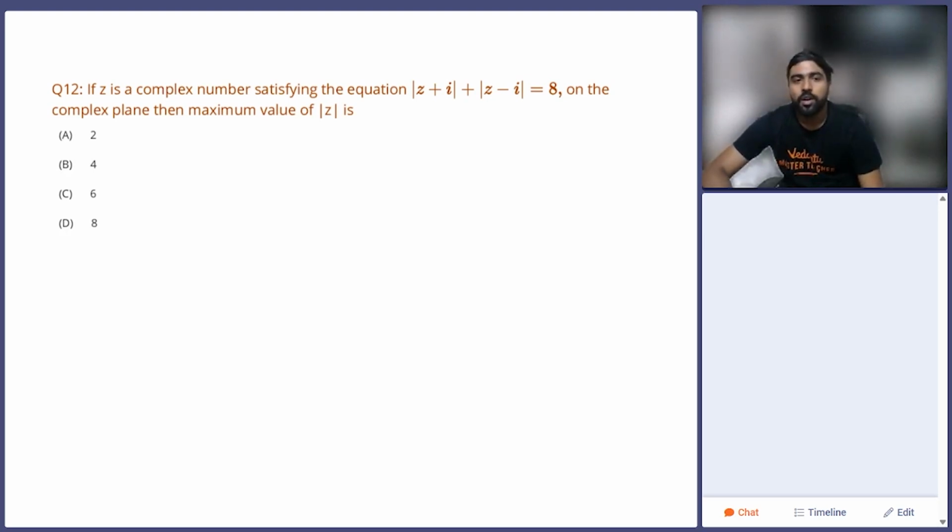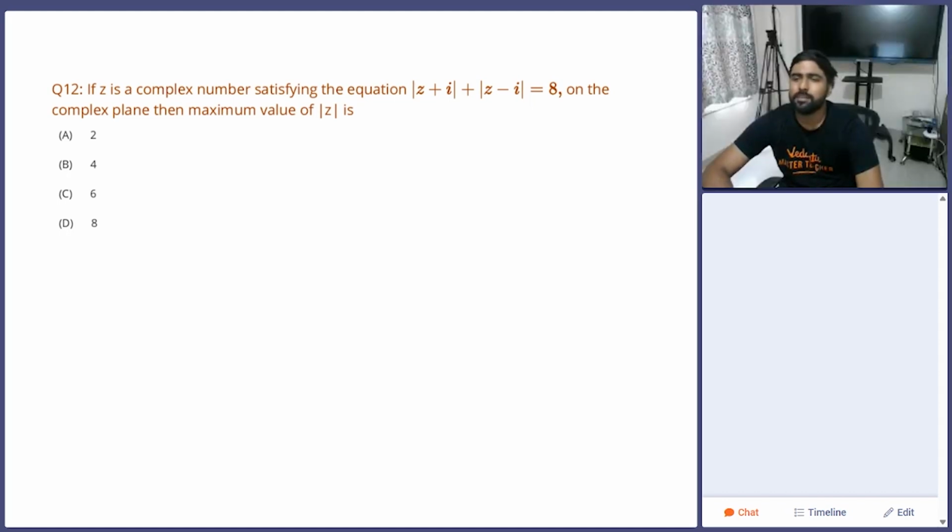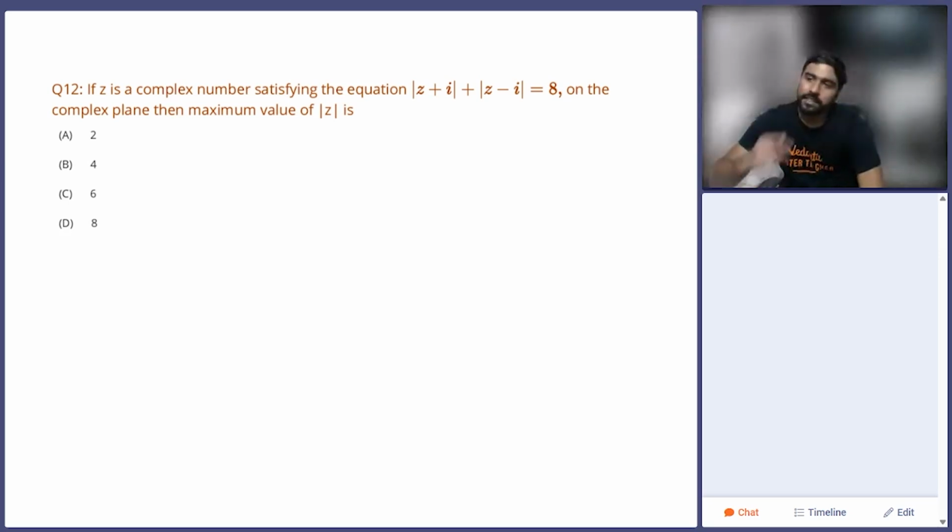So what do we have here? Z is a complex number which is satisfying this equation. Modulus Z plus iota plus modulus Z minus iota is equal to 8. Then what is the maximum value of modulus Z over here? Okay. See guys, now this is a question wherein we use a little bit of logic. Now they are telling you that there is a complex number.